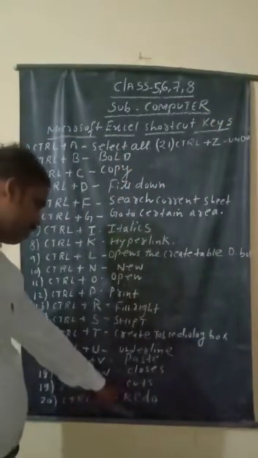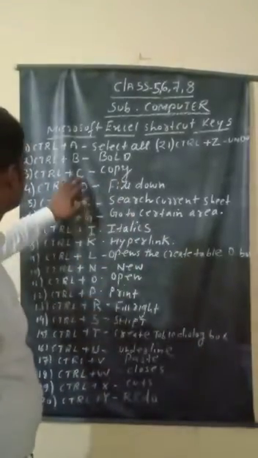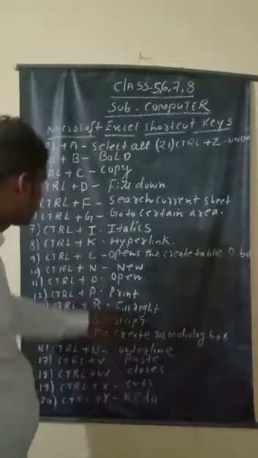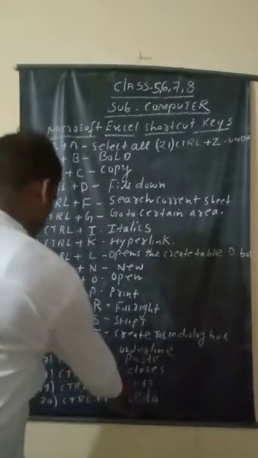Control plus X helps us to cut. Suppose there is copy and cut. If you copy it, it is still present here. But if you cut it, it is removed completely from here. This helps us to cut.